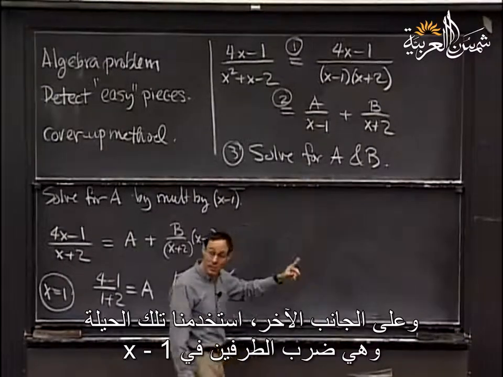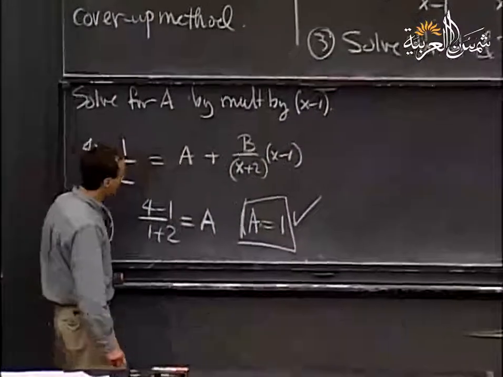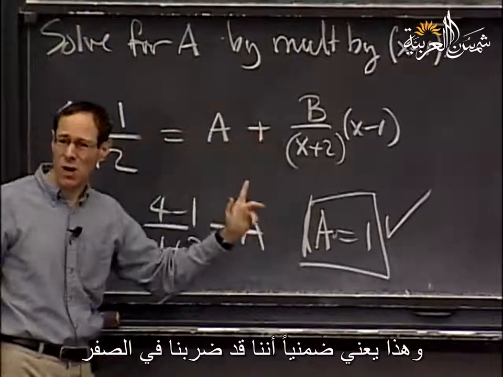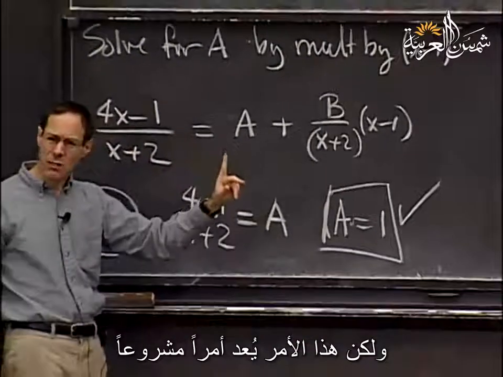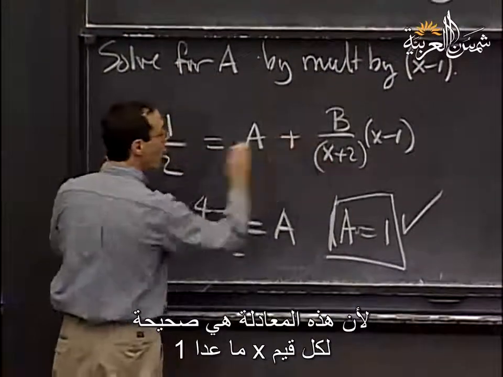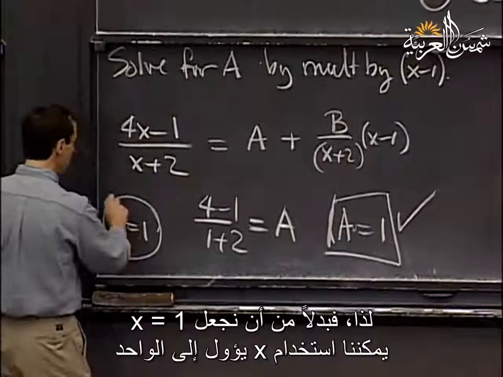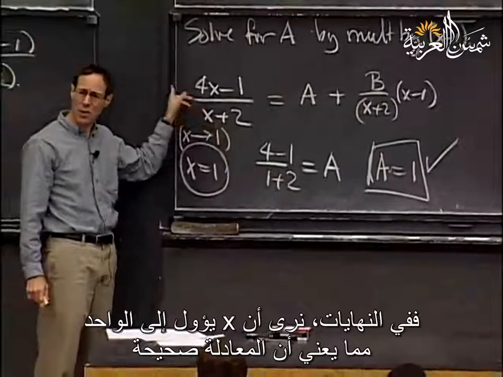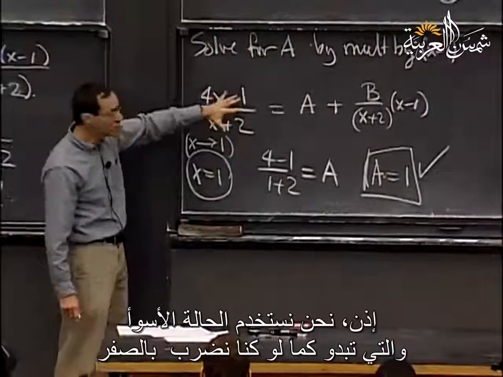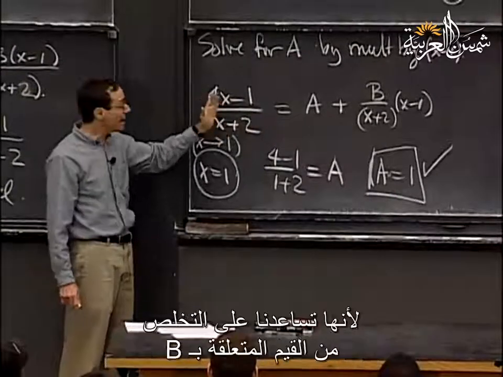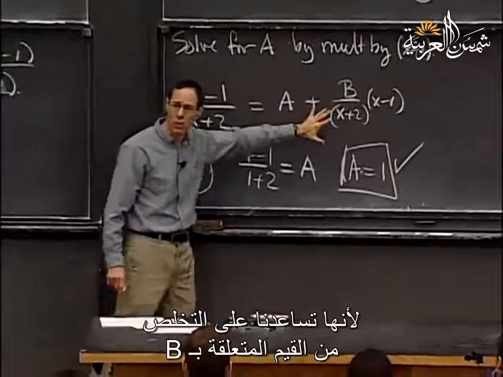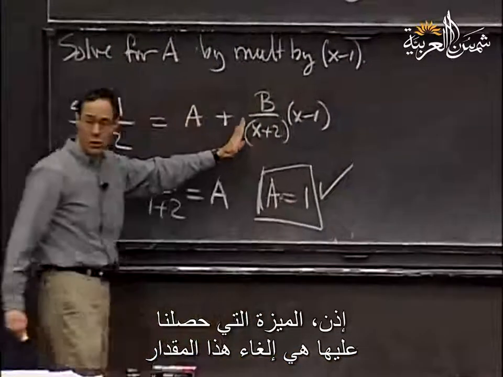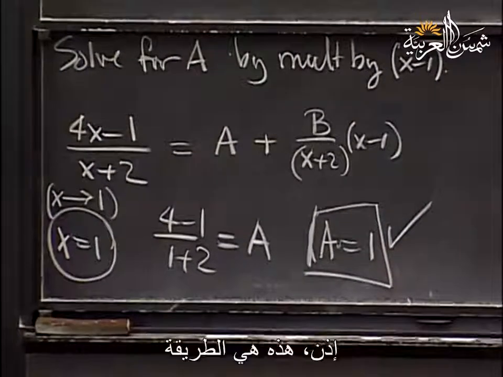On the other hand, what we did is a trick. We multiplied by x minus 1, and that turned the equation into this. So now, in disguise, I multiplied by 0. But that turns out to be legitimate because really this equation is true for all x except 1. And then instead of taking x equals 1, I can really take x tends to 1. That's really what I mean. The limit as x goes to 1. The equation is still valid then. So I'm using the worst case, the case that looks like it's dividing by 0, and it's helping me because it's canceling out all the information in terms of B. So the advantage here is this cancellation that occurs in this part. All right? So that's the method.